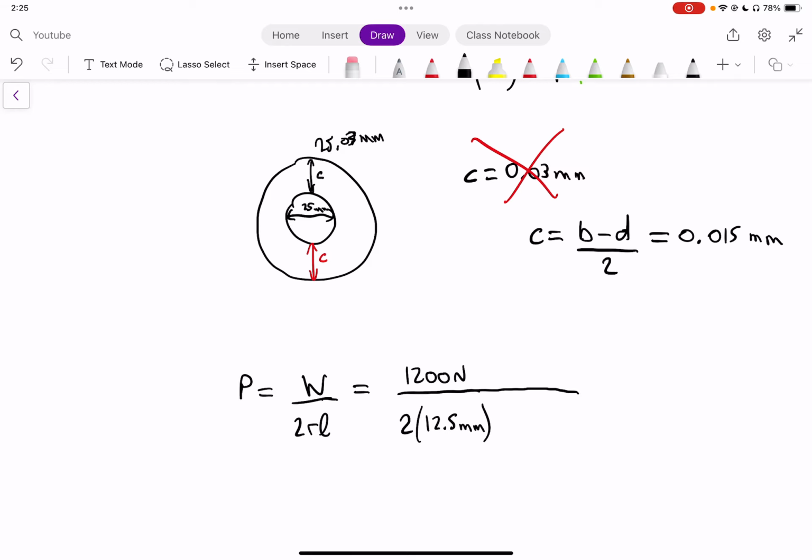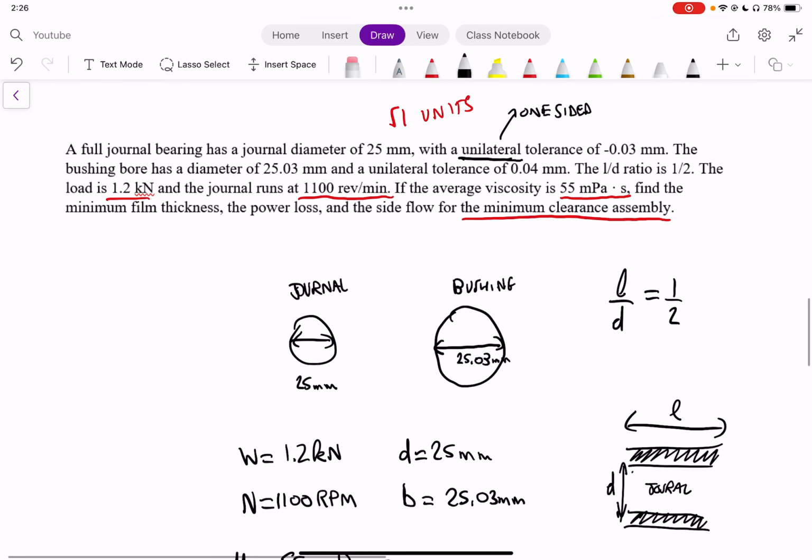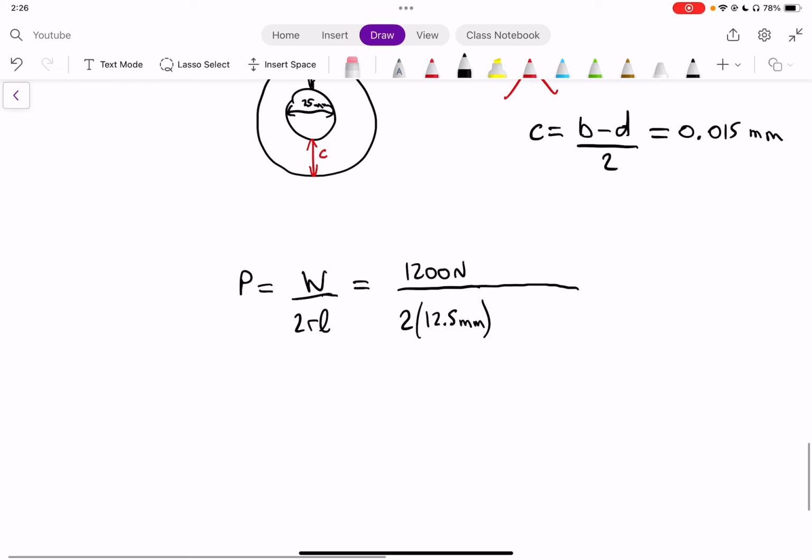Now, we need to look if we have L in our problem. So we see that we don't really have L in our problem. But we know that L over D ratio is 1/2. That means that L should be half of the diameter. So the length is actually going to be half of 25. Okay, so it's also going to be 12.5 millimeters. Okay, and you can pause the video here if you want to double check or make sure that you're doing the right thing, but that should be able to solve it.